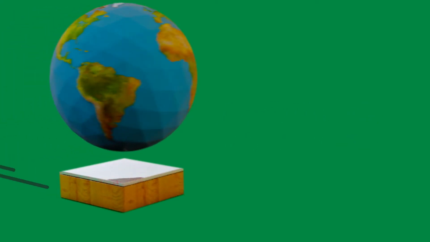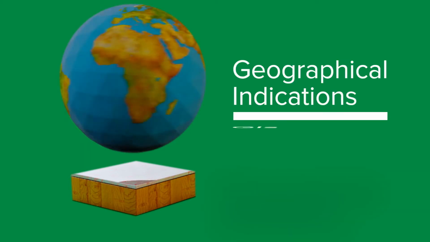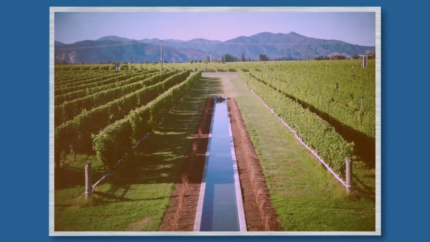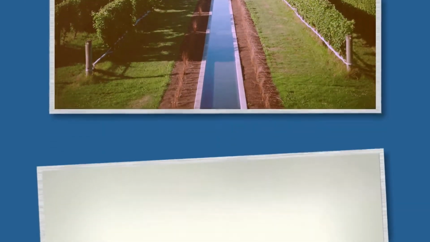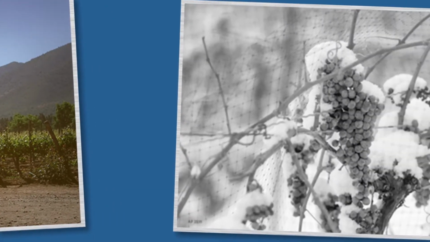In this video, we are going to look at the fundamental rules that apply to wine labelling throughout the world, and in particular, the laws concerning geographical indications, or GIs. Throughout the wine regions of the world, the geographical origin of the grapes that were used to make the wine is a key piece of information on a wine label.